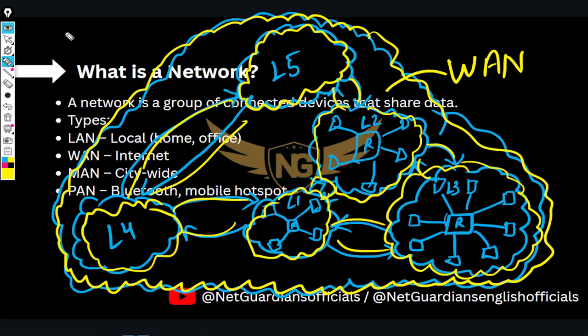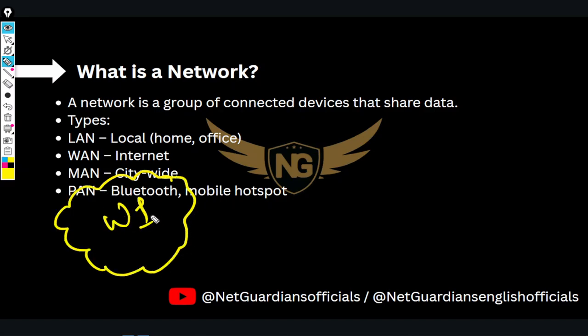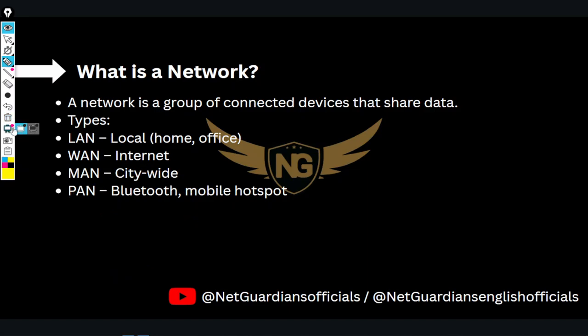Okay, now let's clear the screen. This is the WAN which I created, WAN 1. I think you understand how WANs get created. Now let's understand the PAN concept.